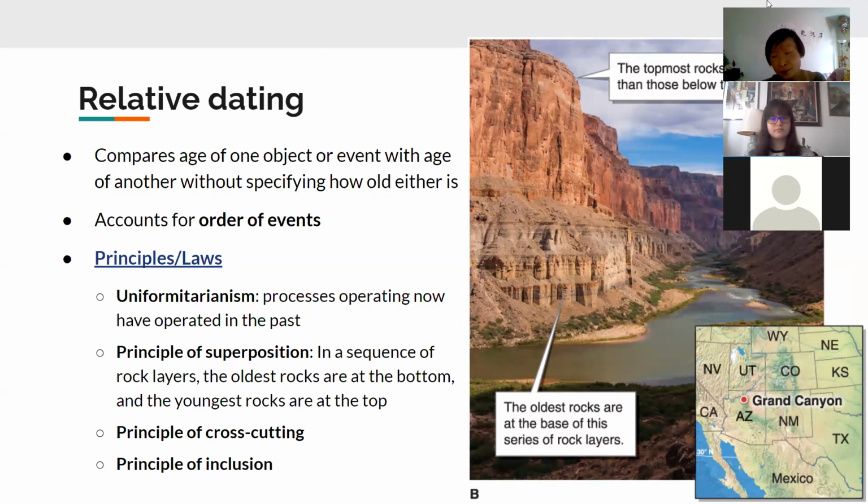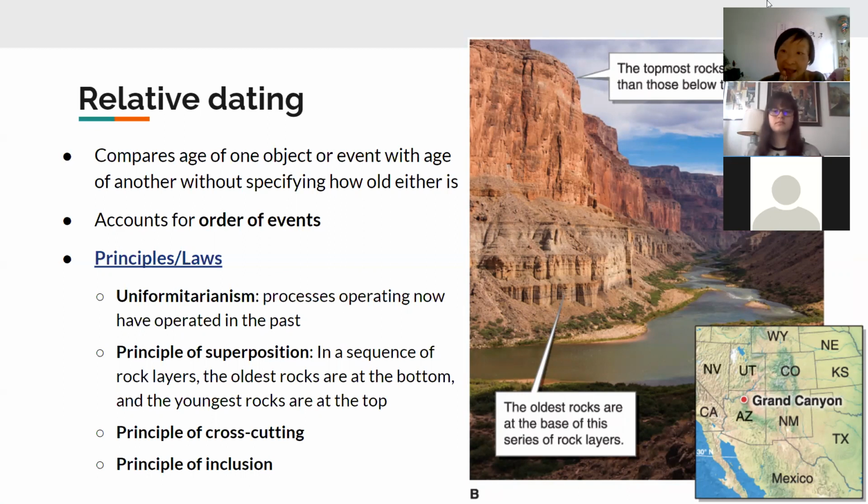And sometimes we don't need that absolute age. For example, you go to the Grand Canyon, right? You don't want to know how old each layer is. You just want to know which one is first, which one is next. You just have this comparison, this sorting, right? For example, your mom and dad, your parents are older than you, right? You don't necessarily know how old they are exactly, right?